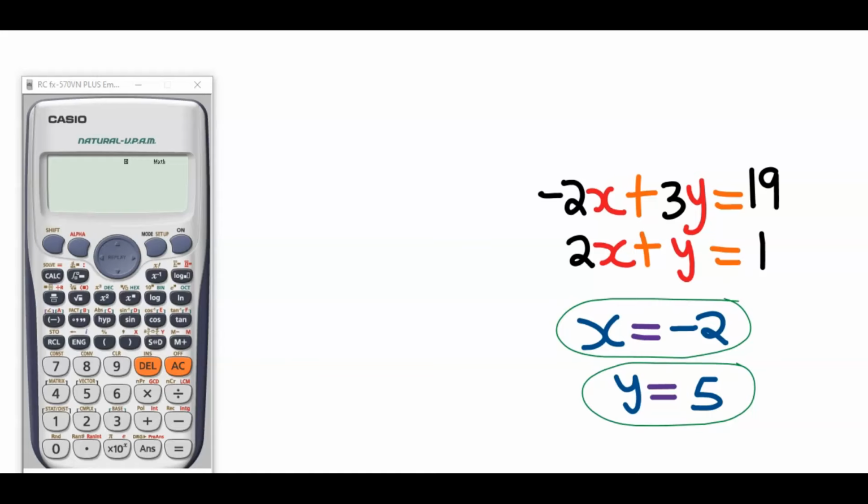Let's test for our result in equation 1. Minus 2x will be here, plus 3y will be here. The value for x is minus 2 and the value for y is 5. Here we have 19. Next, for equation 2, we have 2x plus y, where y is 5 and x is minus 2, and we have 1.